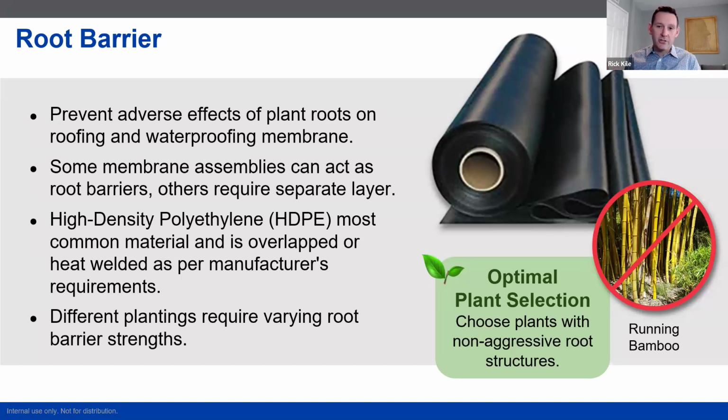Always keep plant selection in mind when you're on the roof. Bamboo might seem really cool, but it has extremely aggressive roots. There are other plants out there with aggressive roots as well. You can usually find a suitable substitution that will meet the same or a similar design intent without compromising the waterproofing or the structure. So just keep that in mind.